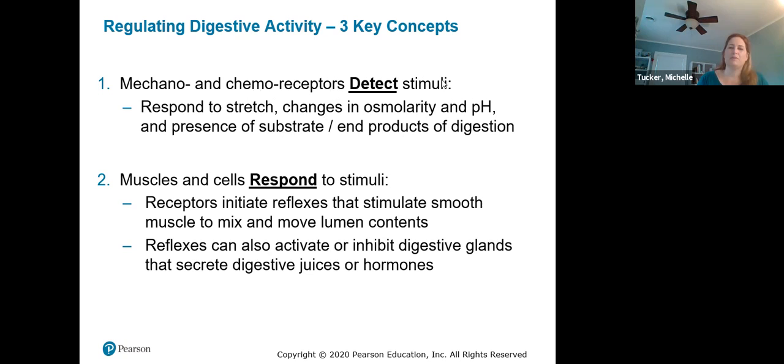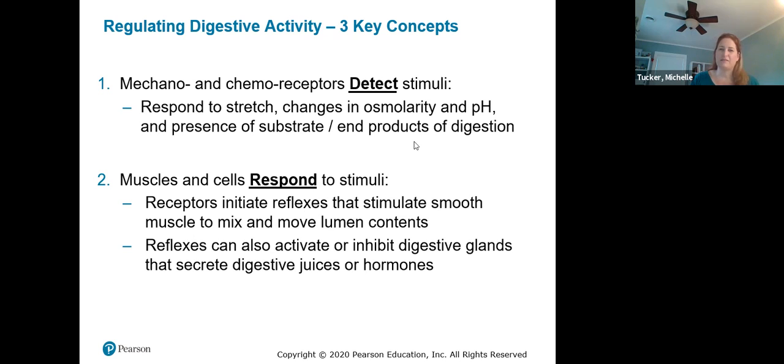Okay, so once we detect stimuli using receptors, then we need to respond to the stimuli. Certain receptors, like in the esophagus, are going to respond by propelling that bolus through the GI tract. Other ones are going to stimulate smooth muscle to mix, so segmentation, or we have churning. So there are going to be physical processes.